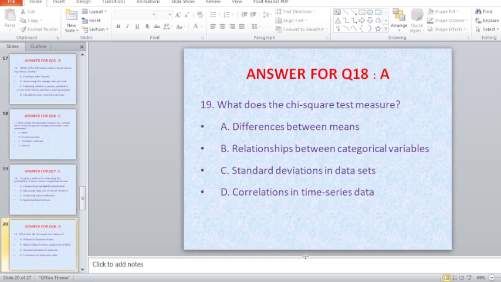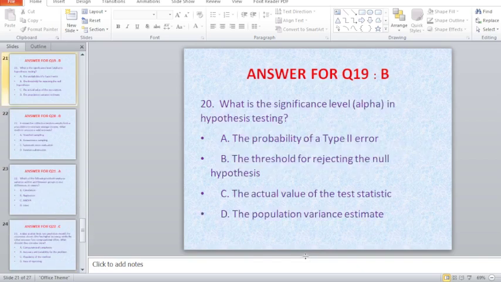Question number 19. What does the chi-square test measure? A. Difference between means. B. Relationships between categorical variables. C. Standard deviation in data sets. D. Correlations in time series data. The answer for question number 19 is B. Relationships between categorical variables.